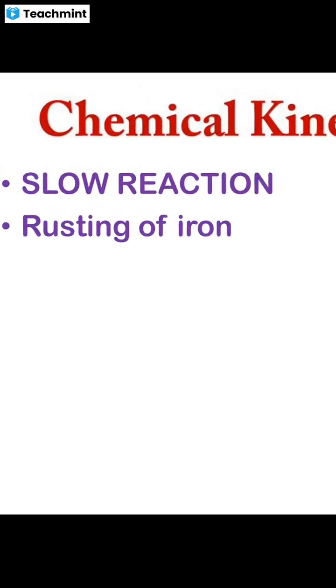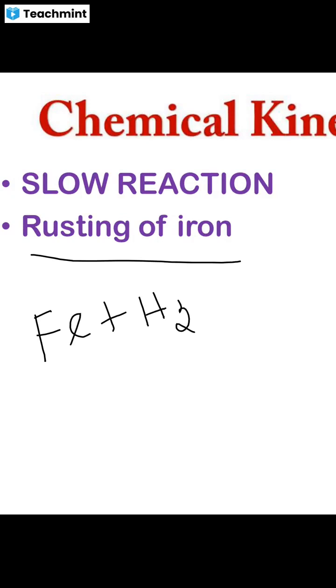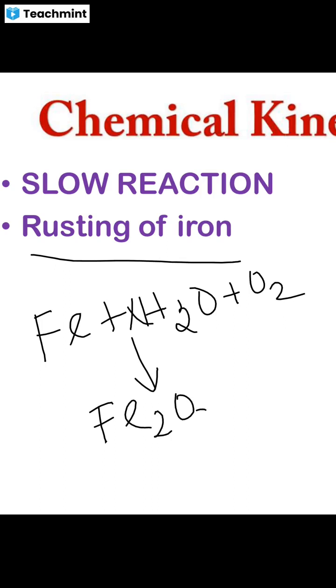Next is the slow reaction, that is the rusting of iron. Rusting means the iron gets oxidized; it is a process of oxidation of iron. The iron reacts with moisture and oxygen, forming Fe2O3.xH2O. This is the formation of rust.